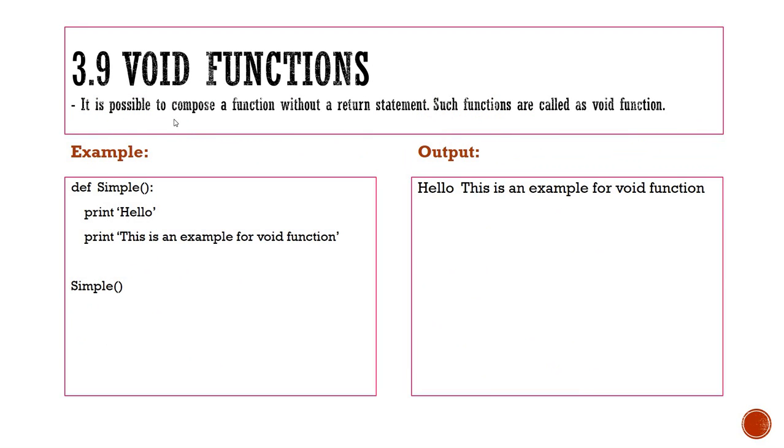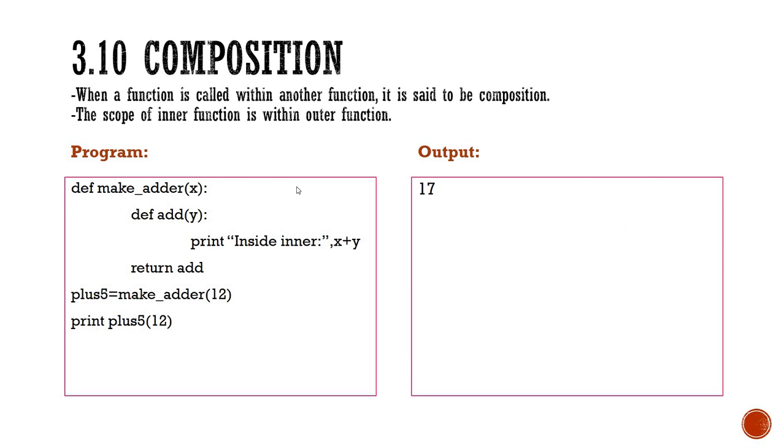Void function. It is possible to compose a function without a return statement. Such functions are called void functions. Here is an example for a void function. Simple is a function. Here no return statement is given. So this function simply prints hello, and this is an example for a void function. This is function calling. If we are having the output hello, this is an example for a void function. This will not return any value.